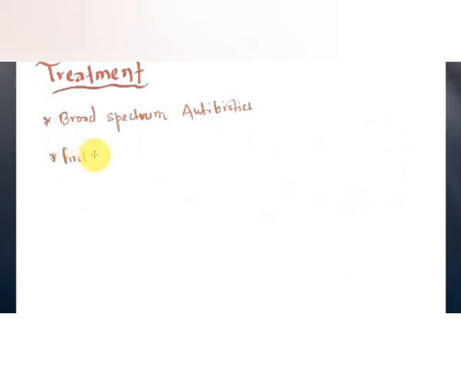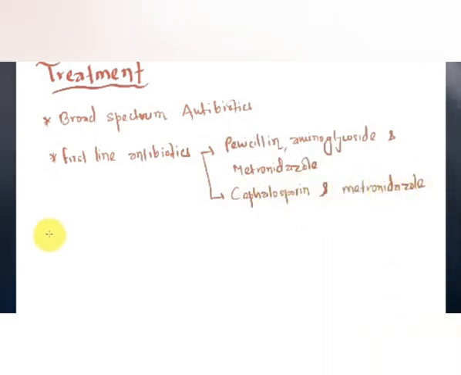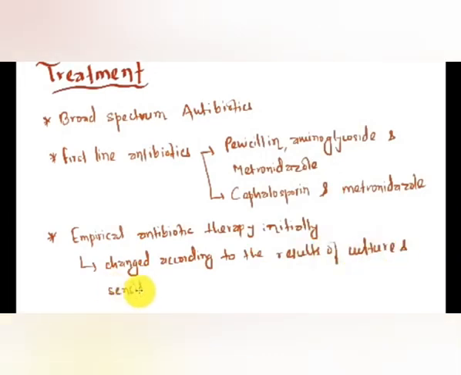So talking about broad spectrum antibiotics, the first line of antibiotics is penicillin, aminoglycoside and metronidazole, or cephalosporin and metronidazole. Empirical antibiotic therapy is used initially, but later on it is changed according to the results of culture and sensitivity.